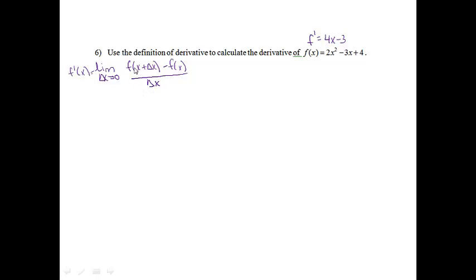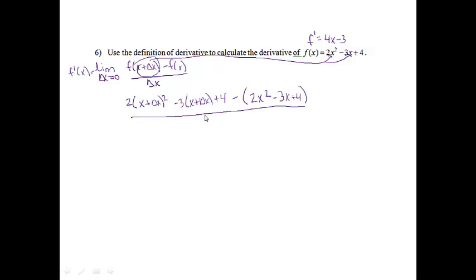Alright, so now using the definition of derivative, I'm going to go into that equation. I'm going to take my x plus delta x and I'm going to put it wherever I see an x. So I'm going to put it there, and then I will also put it in that second spot. So I will end up getting 2 times x plus delta x quantity squared minus 3 quantity x plus delta x plus 4. So I just rewrote this whole equation with x plus delta x in for all the x's. And then coming back here, it says minus f of x. So minus f of x is equal to 2x squared minus 3x plus 4. And then it's all over delta x.